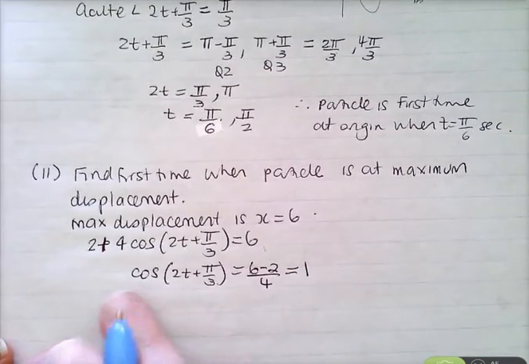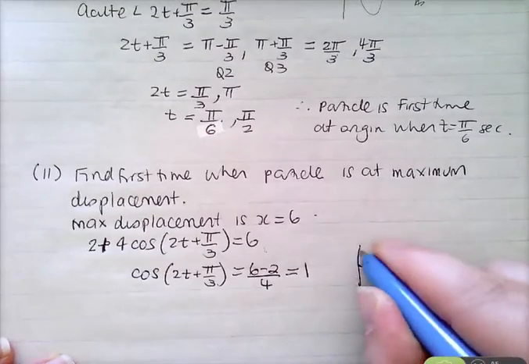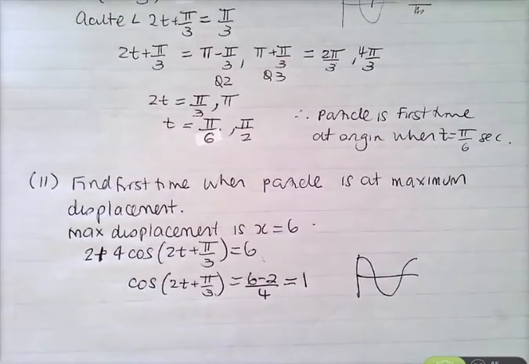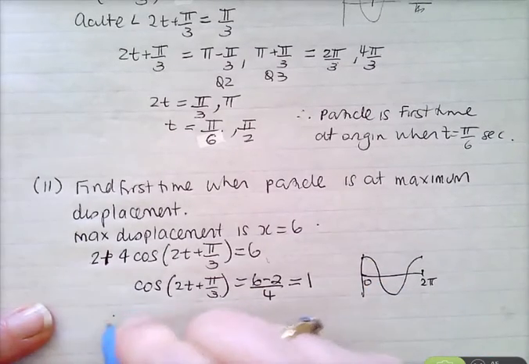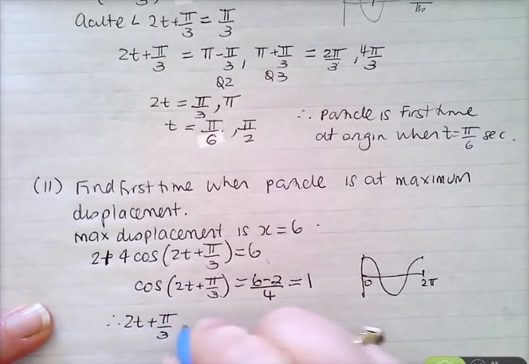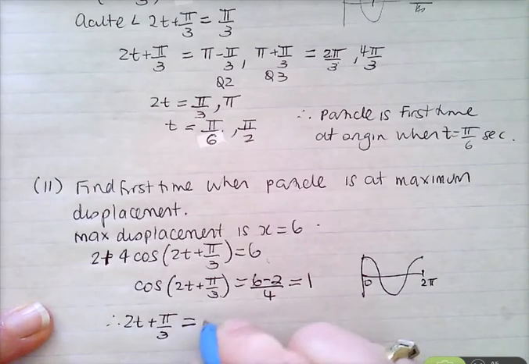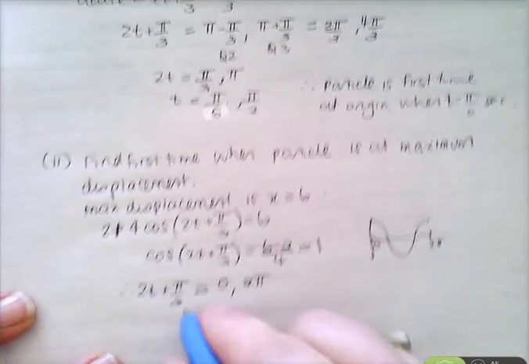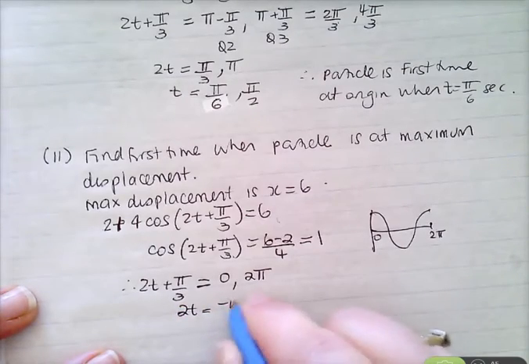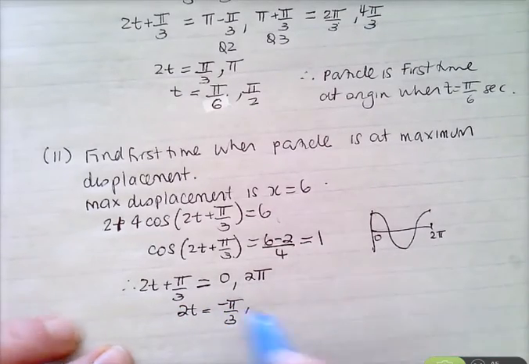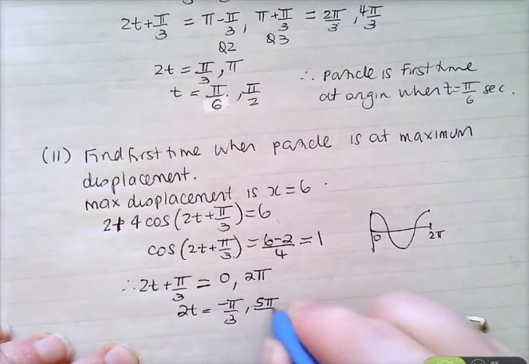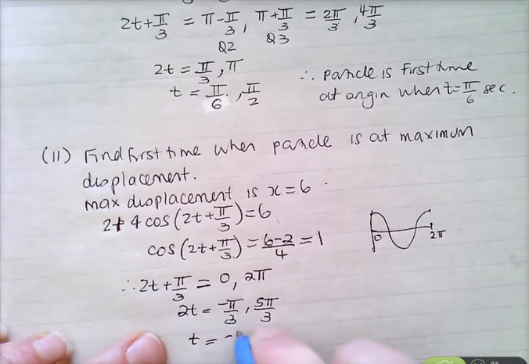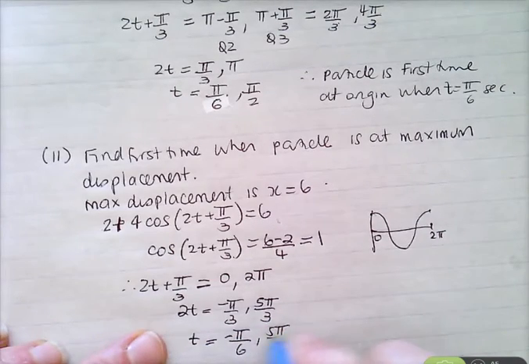So we're trying to see cos of what equals 1. Well, just drawing a normal cos curve, we know that cos of 0 is 1, and we know that cos of 2 pi is also 1. So therefore 2t plus pi on 3 equals 0, or 2 pi. So subtracting pi on 3, we get 2t is negative pi on 3, and 2 minus a third is 1 2/3, which is 5 pi on 3. And dividing by 2, we get negative pi on 6 and 5 pi on 6.